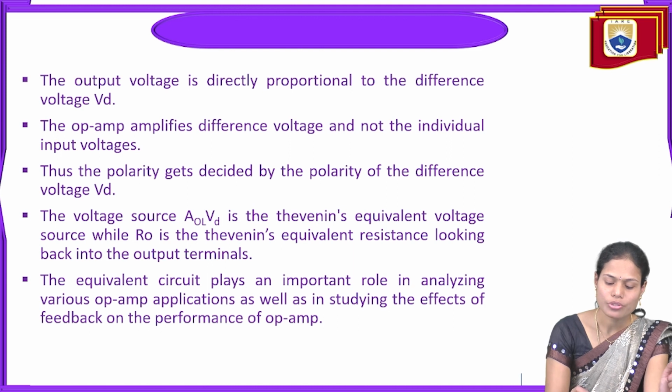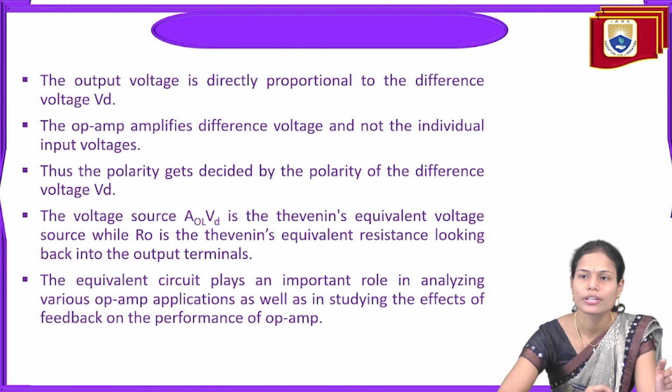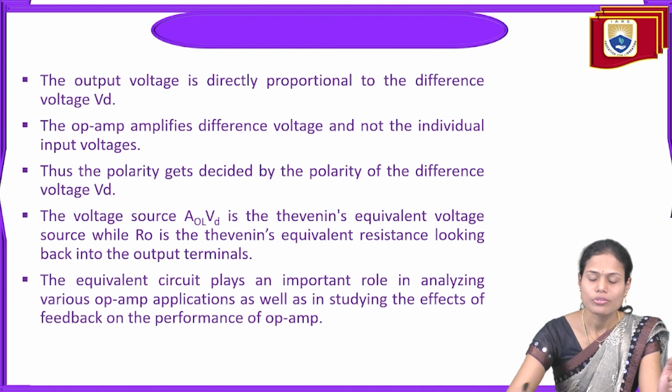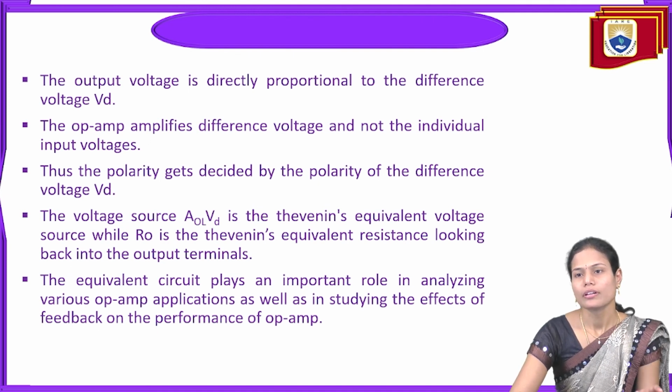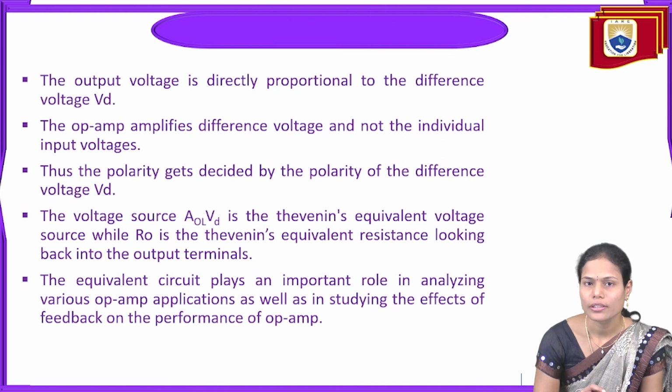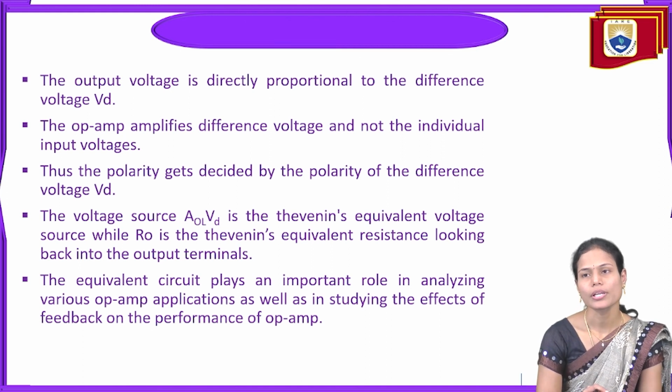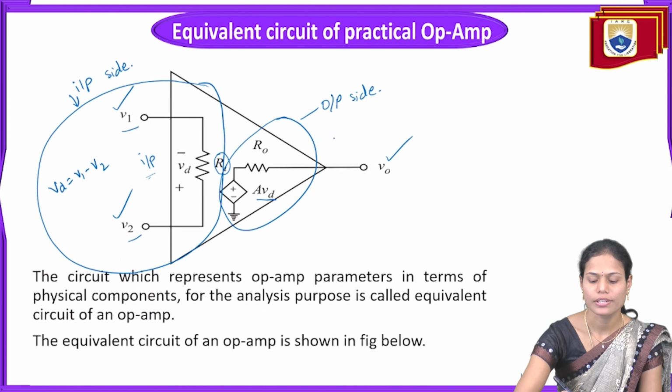Suppose the voltage source AOL VD we are representing with the Thevenin equivalent voltage. So R0 is the Thevenin equivalent resistance here. This equivalent circuit will play an important role in analyzing operational amplifier applications, and also it will provide the performance of the operational amplifier. So this is the equivalent circuit.